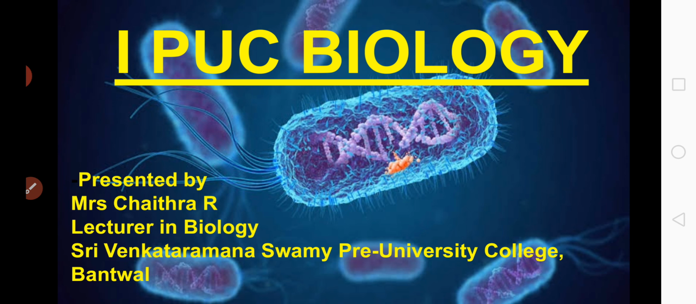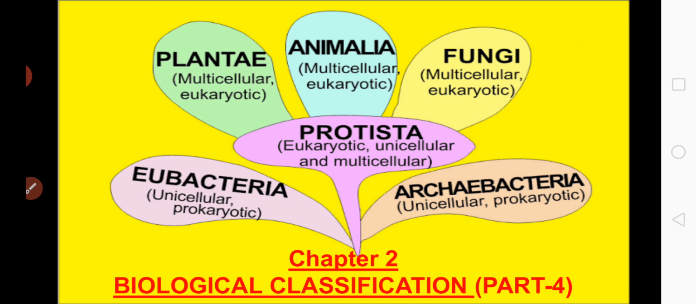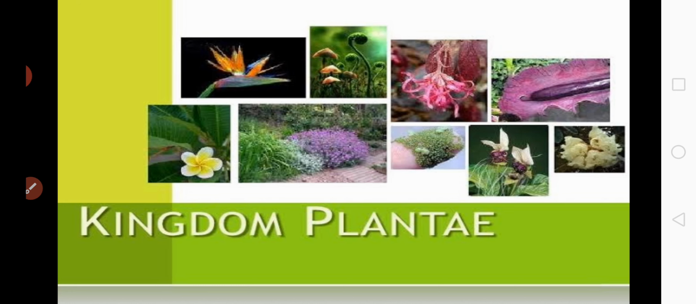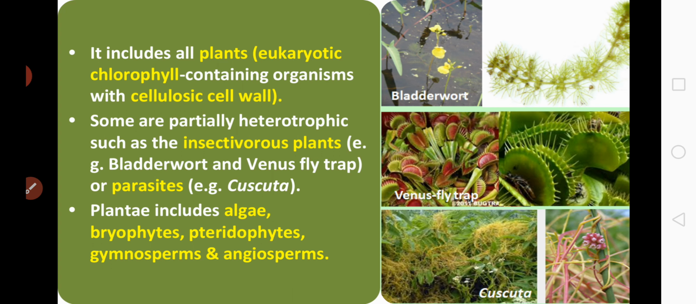In the previous classes we have studied about the general characters of kingdom Monera, Protista and fungi, right? So today let me introduce the next topic, that is kingdom Plantae. Now coming to the characters, it includes all plants, and the plants are eukaryotic in nature and contain chlorophyll pigment.